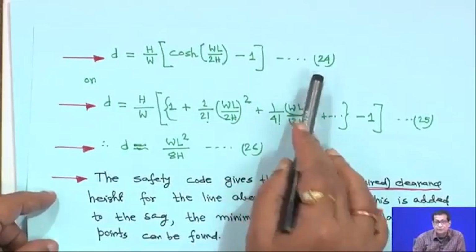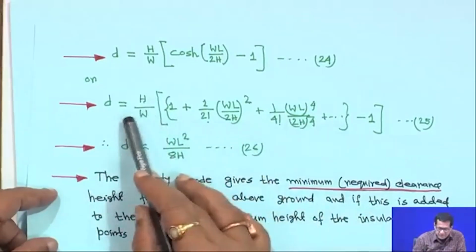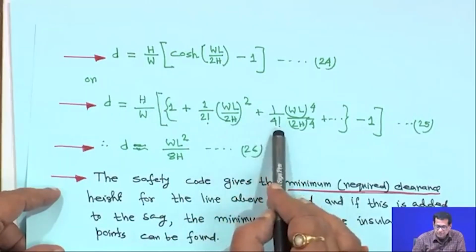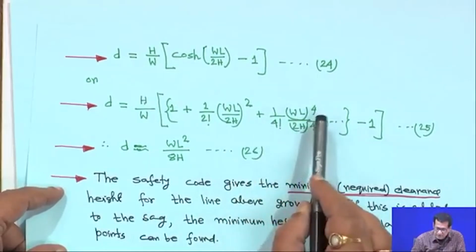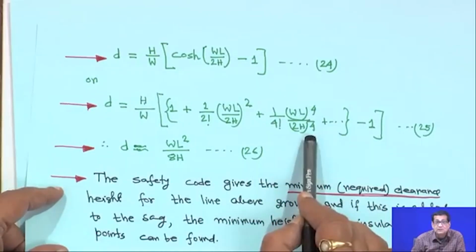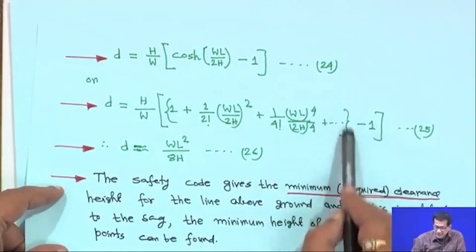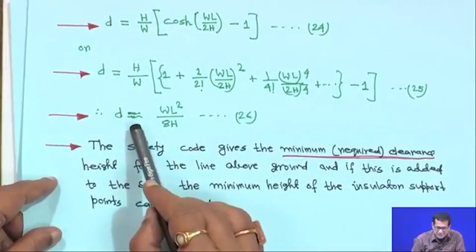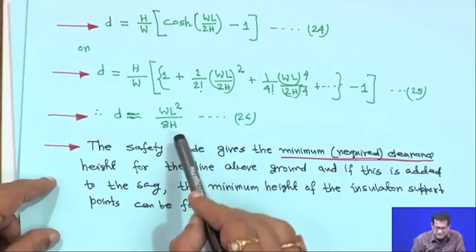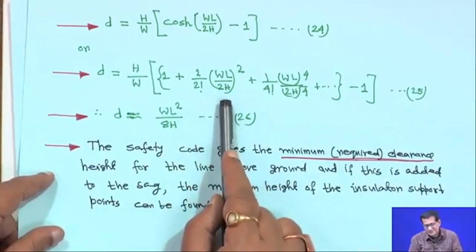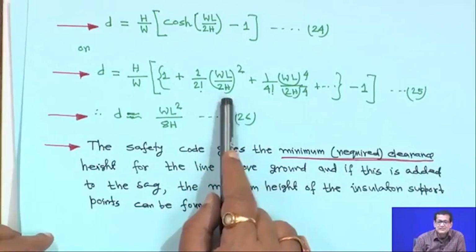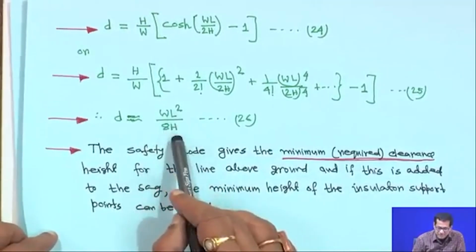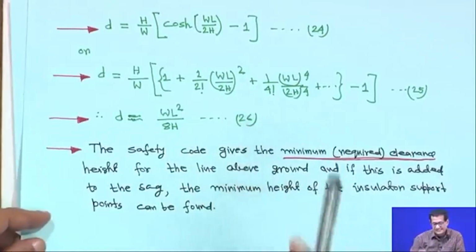This is equation 24. If you expand this, it will be d is equal to h upon w, bracket, 1 plus 1 upon 2 factorial (w L upon 2 h) square plus 1 upon 4 factorial (w L upon 2 h) to the power 4, and then higher order terms, bracket is closed, minus 1. So, this 1 will be cancelled, and approximately you will get d approximately W L square by 8 h. This is a simple task you can do. So, approximately d is equal to W L square upon 8 h, and this is equation 26.